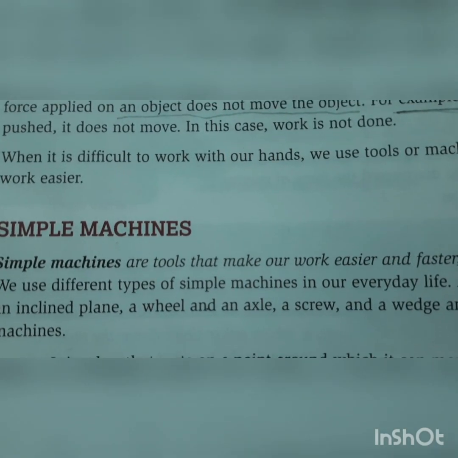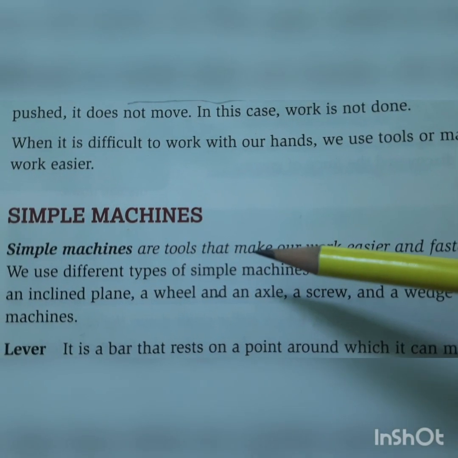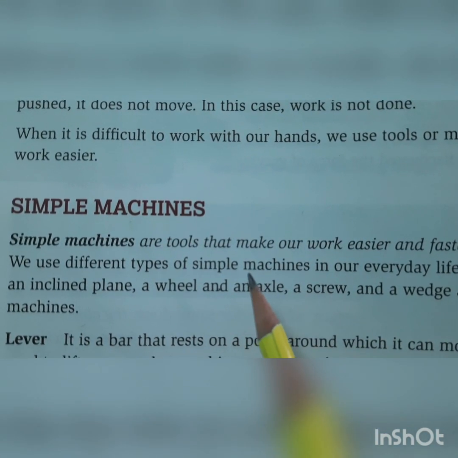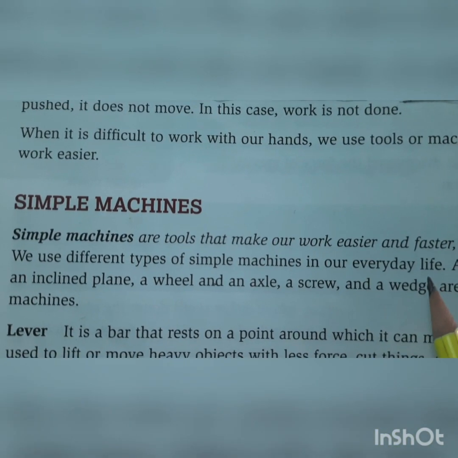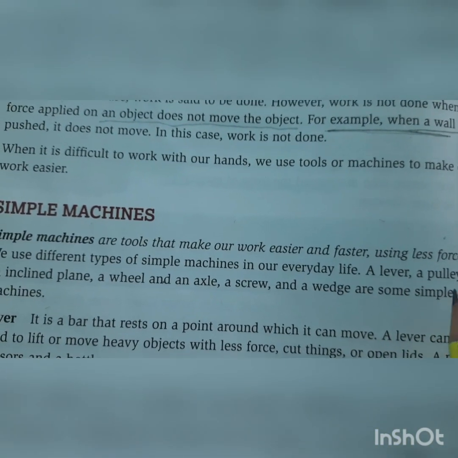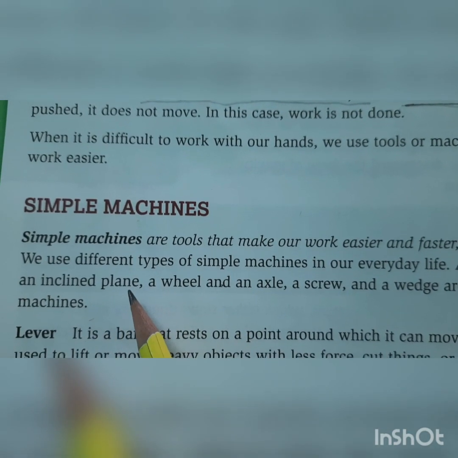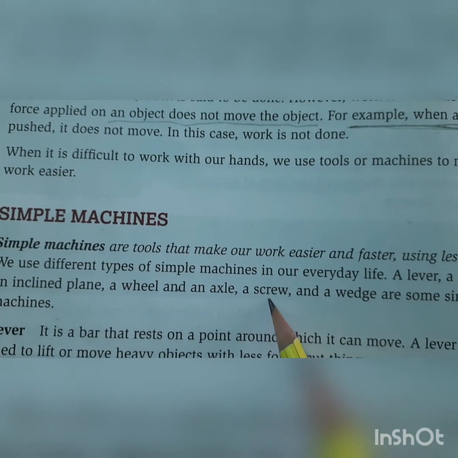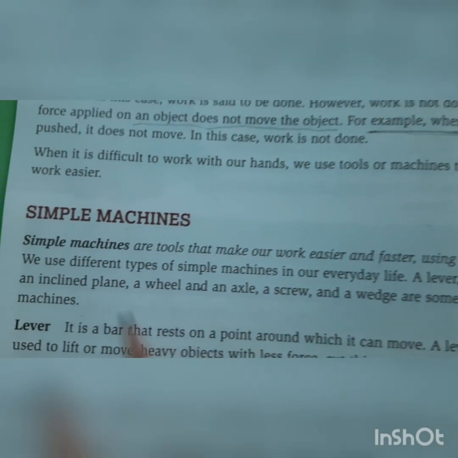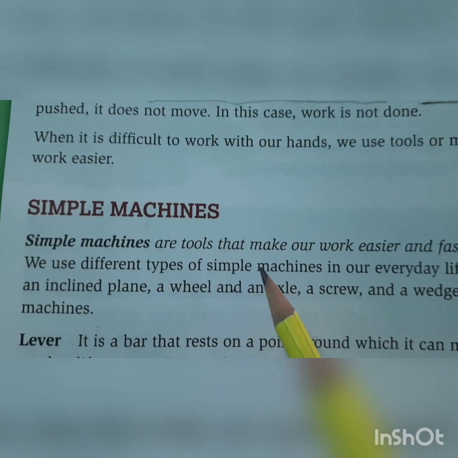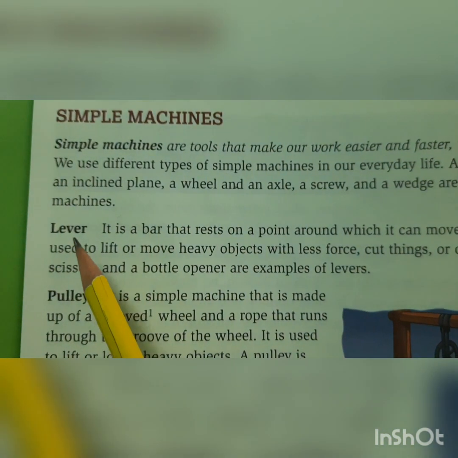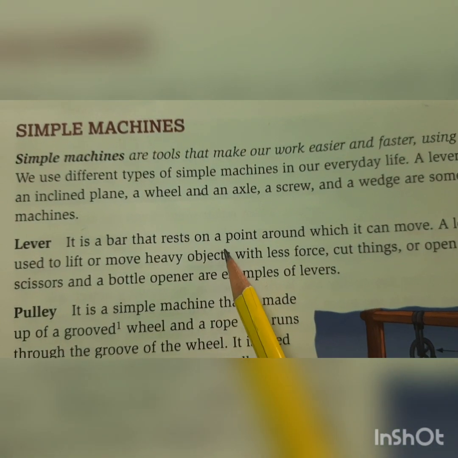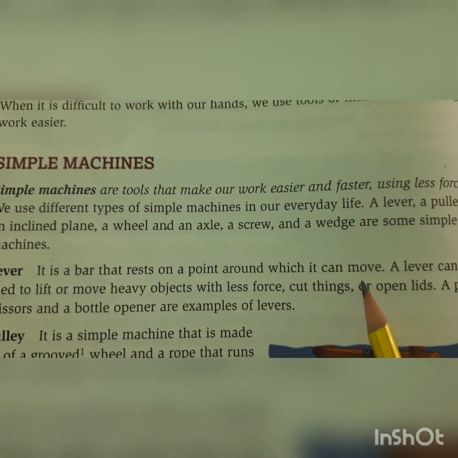When we use a machine, we have to apply less force and less effort to do that work. We use different types of simple machines in our everyday life: a lever, a pulley, an inclined plane, a wheel and an axle, a screw, and a wedge. Let's see the first machine, that is lever. What is a lever? It is a bar that rests on a point around which it can move.